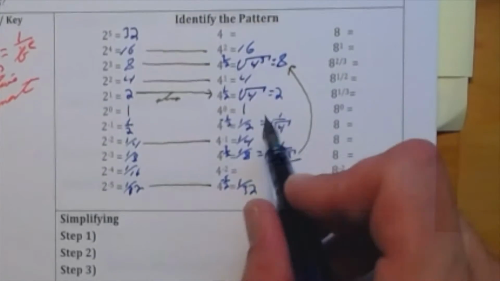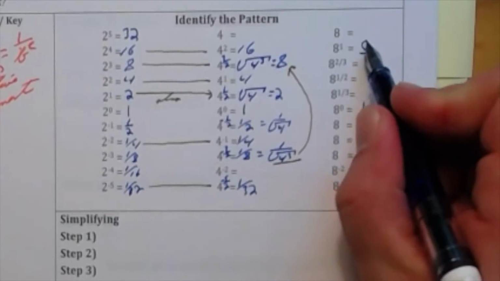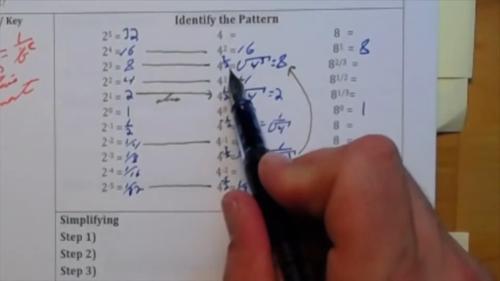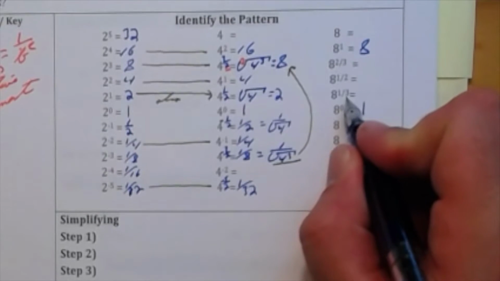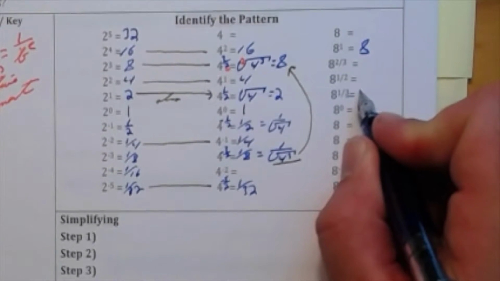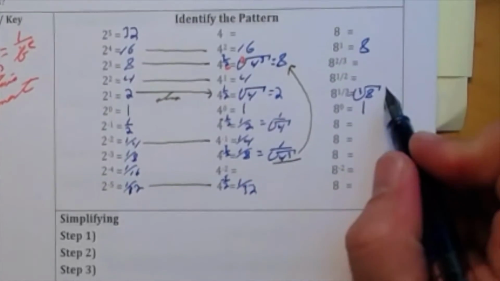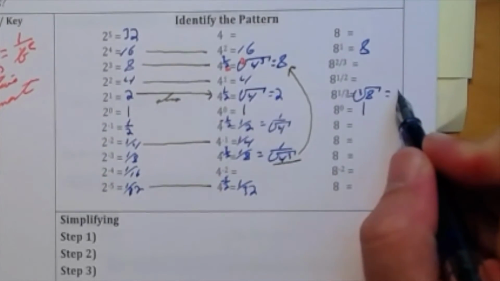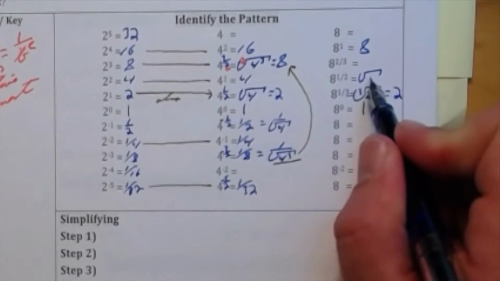We can extend these patterns on the 4 to the powers, but let's take a look at what happens with the 8s. 8 to the 0 is 1, and 8 to the 1 is 8. But I have a 1/3, 1/2, and 2/3 in between them. I see that if a 1/2 power means square root, then 1/3 power means cube root, and the cube root of 8 is 2.